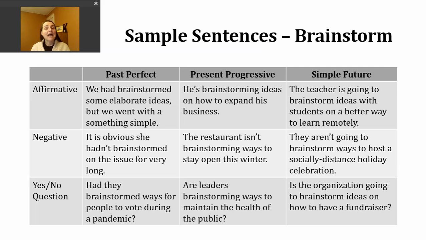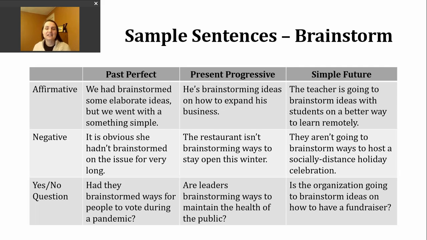Now let's take a look at the present progressive. We're using this verb tense to talk about an action that is happening right now or an action that is in progress. To make this verb tense, I'm going to use a present form of be. That could be am, is, or are, depending on what our subject is, and then that ing form of the verb. Let's take a look at an affirmative example. He's brainstorming ideas on how to expand his business.